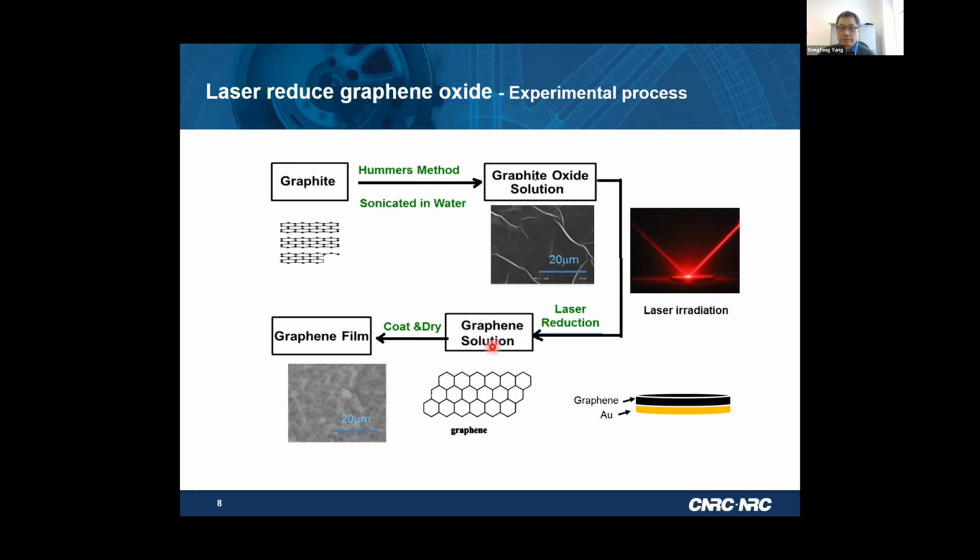And then you put this graphene solution and coat it on a metal current collector to form a graphene active electrode. So basically, in this example, we use a gold film and then coated graphene. And you can see the graphite oxide, the graphene is a very large sheet. After being irradiated by laser, it becomes a very small size of sheet, but it's very porous. So that allows ions to go in and out easily.